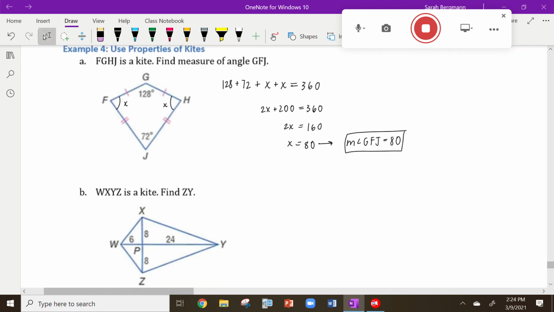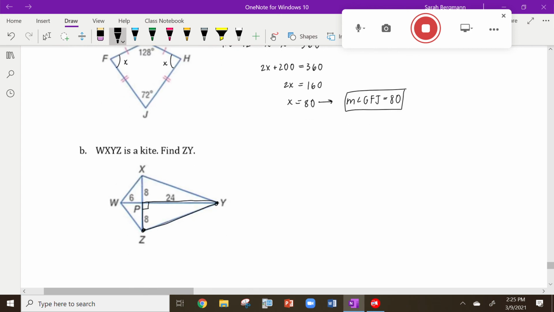Let's try one with missing segment lengths. It says find ZY. ZY is this segment here. I can do this by knowing that the diagonals are perpendicular. So I'll use Pythagorean theorem. So I know 8 squared plus 24 squared has to equal ZY squared. So I get 64 plus 24 squared, which is 576, equals ZY squared. So combine your like terms, you get 640.